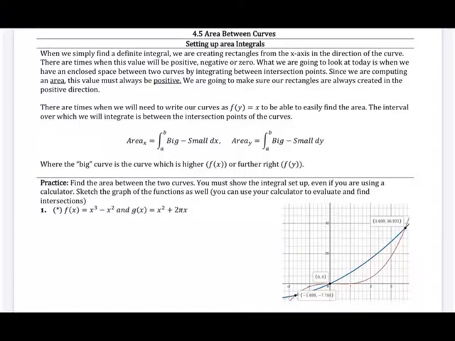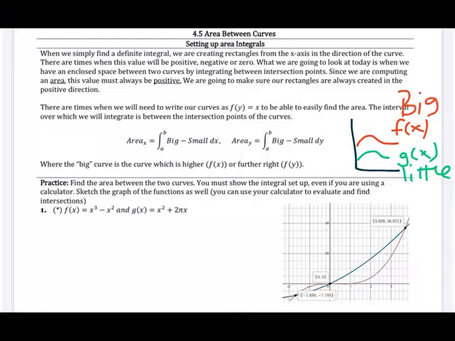So in the example that we just looked at, f of x was the function that was on top. That was the bigger curve. So the area over some interval from a to b is the integral from a to b of the big function minus the small function. That works similarly. This is if we're looking at the area with the x-axis. This is if we're looking at the area with the y-axis. So just pay attention to what we are integrating with respect to.